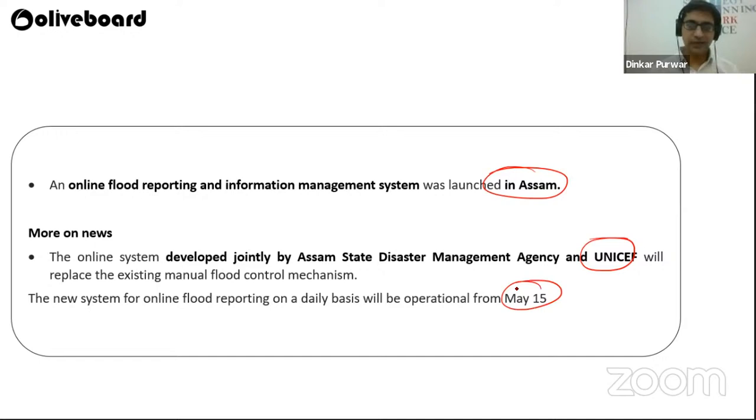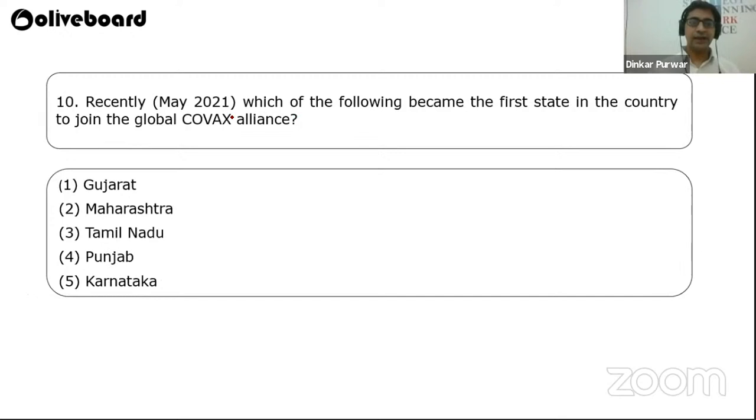Now we are moving to the next question, question number 10. Recently in May 2021, which of the following became the first state in the country to join the global COVAX alliance? Gujarat, Maharashtra, Tamil Nadu, Punjab, or Karnataka.